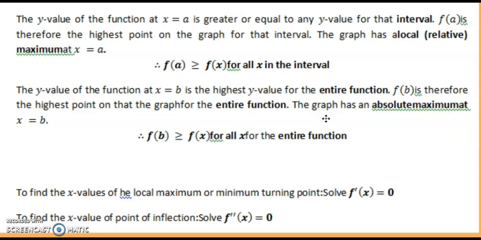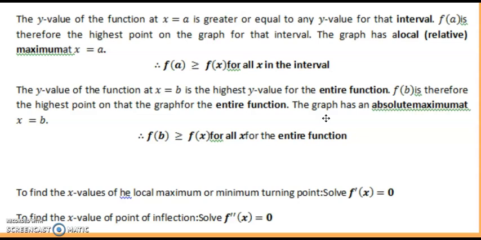The y value of the function at x is equal to b is the highest y value for the entire function. f of b is therefore the highest point on the graph for the entire function. The graph has an absolute maximum at x is equal to b. Therefore, the function of b is greater than or equal to the function of x for all x for the entire function.